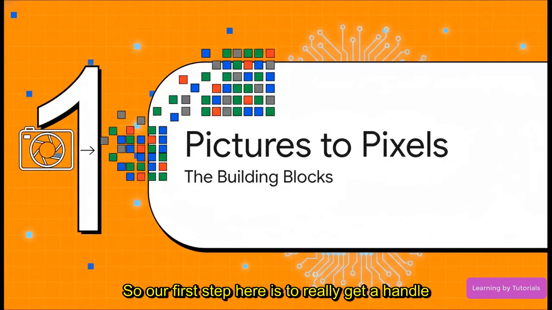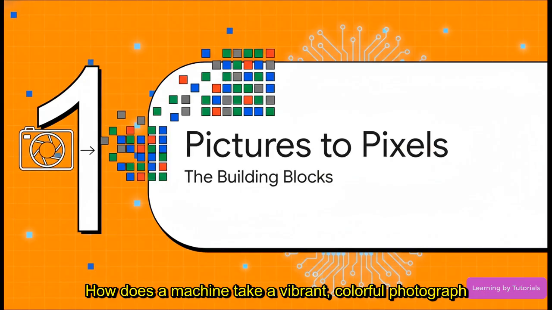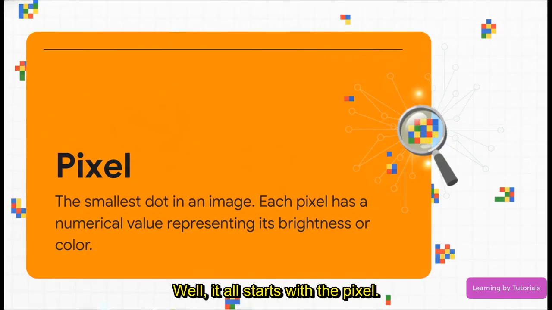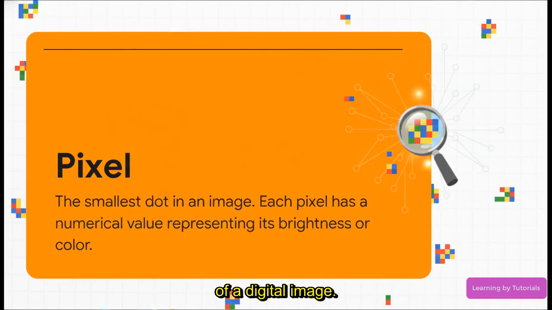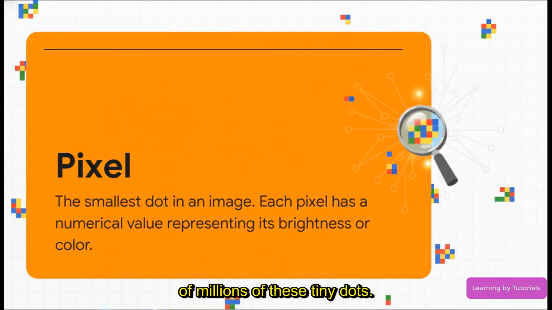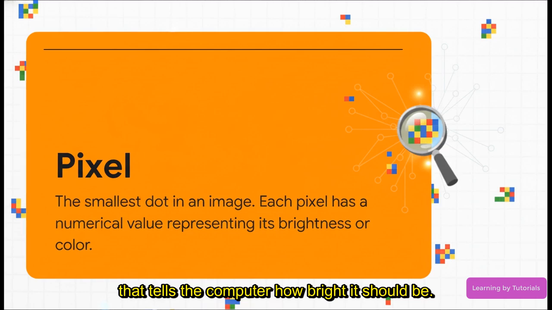So our first step here is to really get a handle on these building blocks. How does a machine take a vibrant, colorful photograph and break it down into something it can actually process? Well, it all starts with the pixel. You can think of a pixel as kind of like the atom of a digital image. Every photo you've ever seen is just a huge collection of millions of these tiny dots, and each one has a specific number assigned to it that tells the computer how bright it should be.